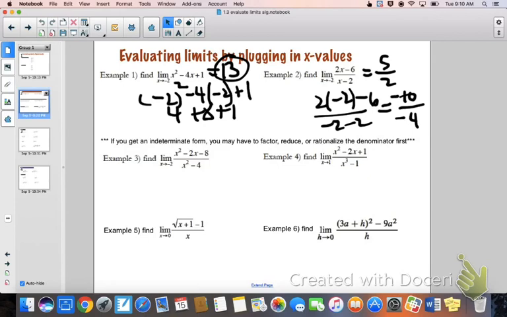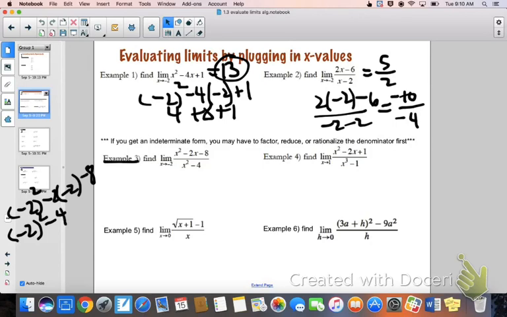Now, if you get an indeterminate form, you may have to factor, reduce, or rationalize the denominator first. All right, so looking at example 3, if we plug in negative 2, I'm going to do it over the side to leave me room. If we plug in negative 2, we have negative 2 squared minus 2 times negative 2 minus 8. So that is 4 plus 4 minus 8 is 0 on the top. And negative 2 squared is 4 minus 4 is 0 on the bottom. You get 0 over 0.